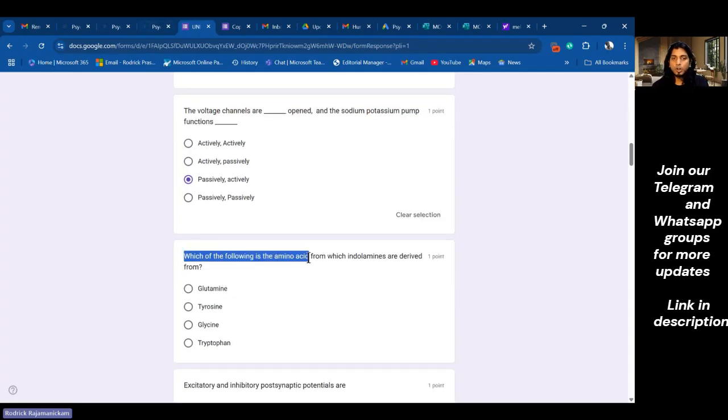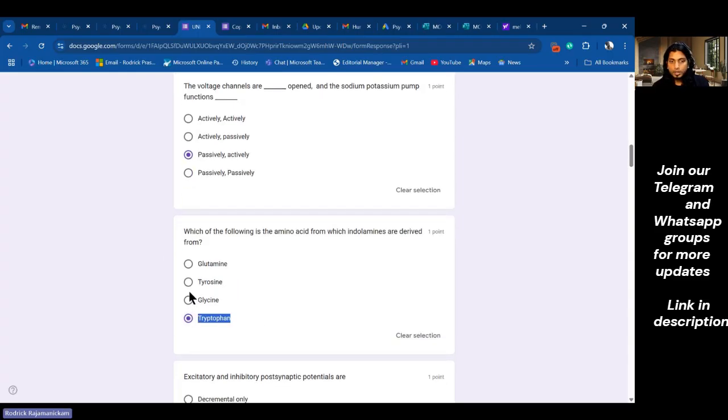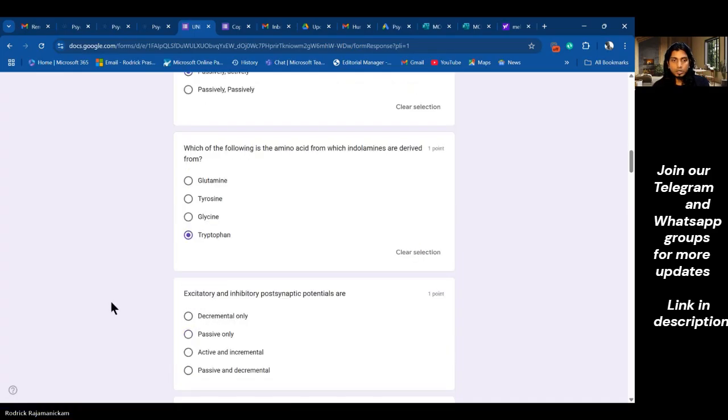Then we have, which of the following is the amino acid from which indolamines are derived. Indolamines are basically just one. We have serotonin. Serotonin is derived from tryptophan. Dopamine is derived from tyrosine. Okay. So glutamine and glycine are monoamines.